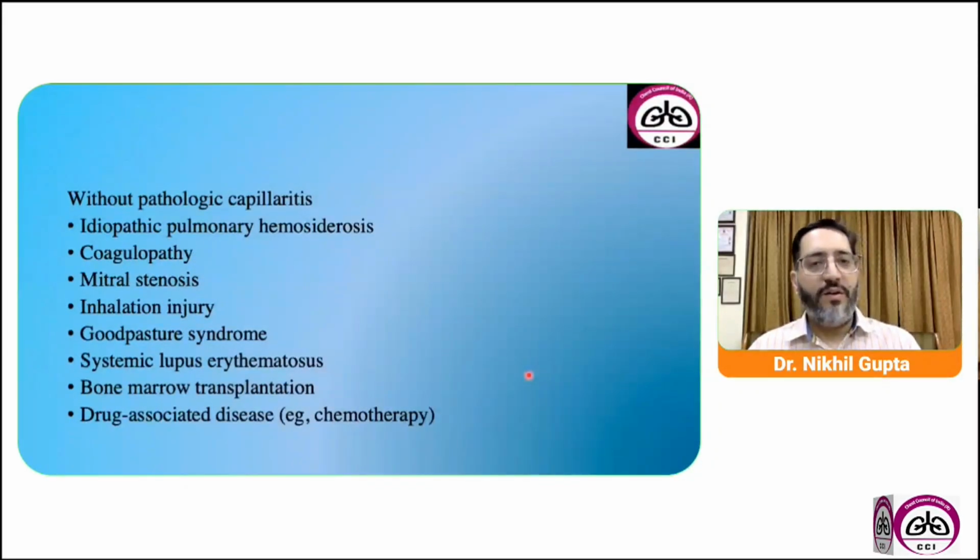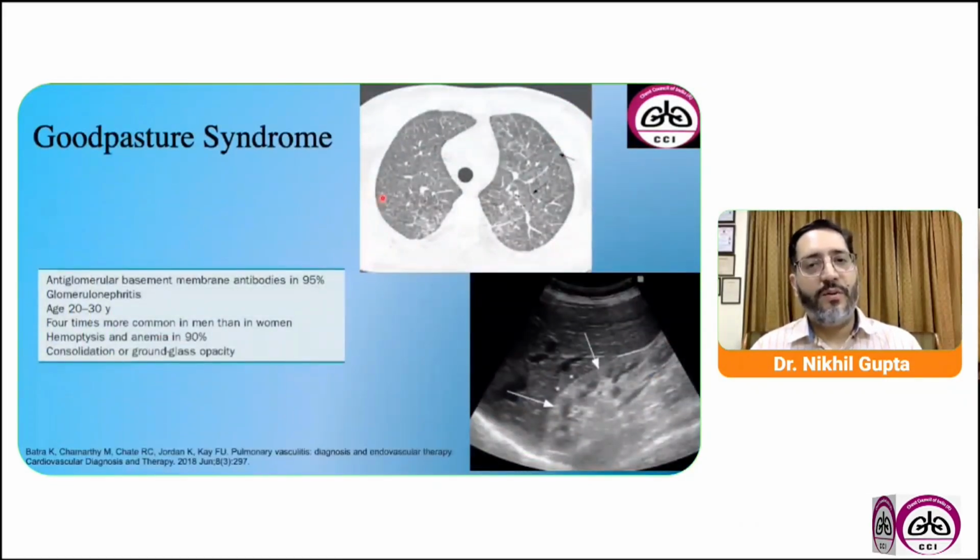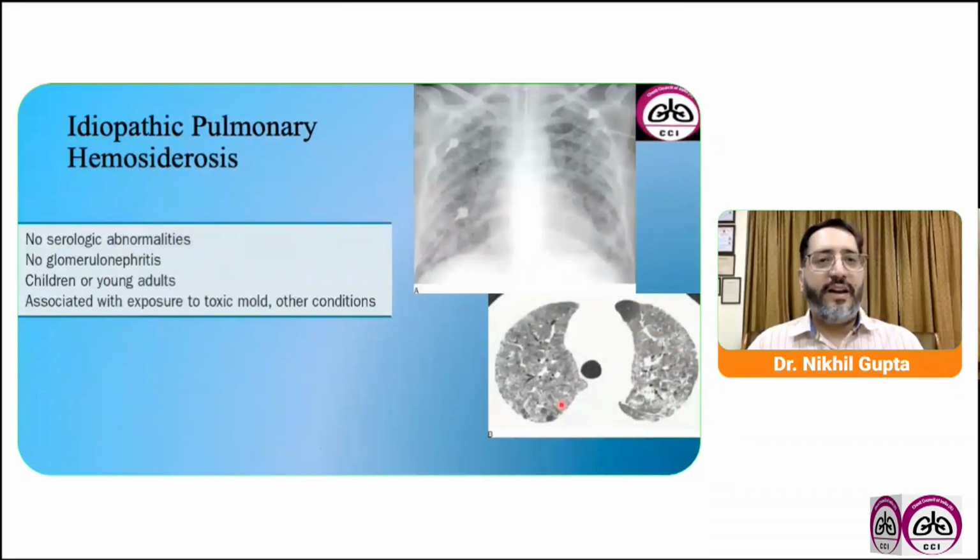Then these are without pathologic capillaritis, including coagulopathies, inhalation injury, Goodpasture, SLE. This is a case of Goodpasture showing diffuse alveolar hemorrhage in the form of ground glass opacities and septal thickening. And this is the involvement of the kidney on this ultrasound. This is a rare case of idiopathic pulmonary hemosiderosis presenting with diffuse alveolar hemorrhage.